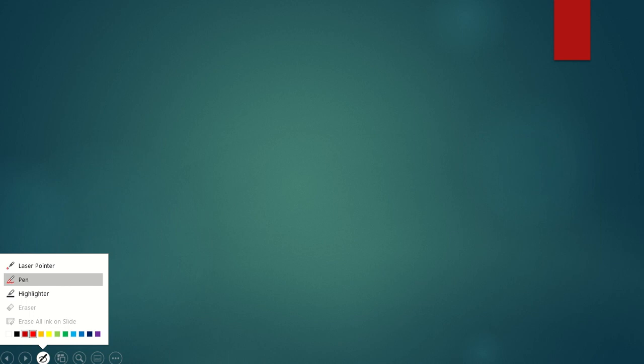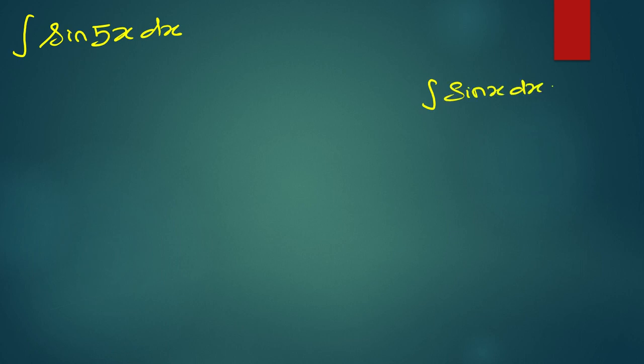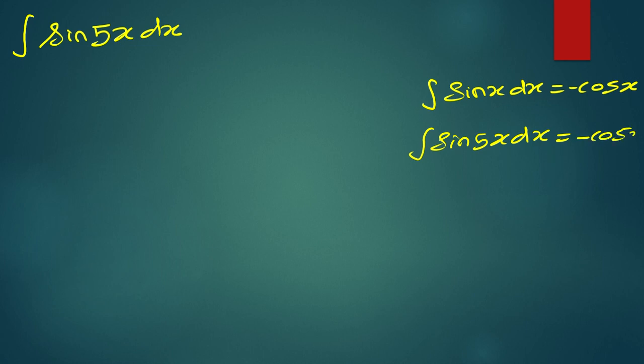Now first of all we'll see why this integration by substitution is required. Why are we going to study this? For example, suppose we want to integrate the function sine 5x. You know one basic formula of integration: the integral of sine x dx is equal to minus cos x. So you can think that we can integrate sine 5x in the same way, and that the integral of sine 5x should be minus cos 5x.